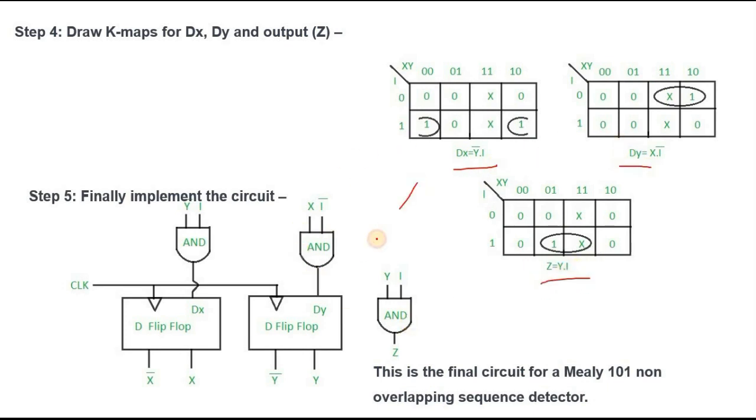This is the logical circuit diagram. So this is the final circuit for the Mealy 101 non-overlapping sequence detector. So when the input is high, whenever the 101 is up here, okay, this is about the sequence detector.